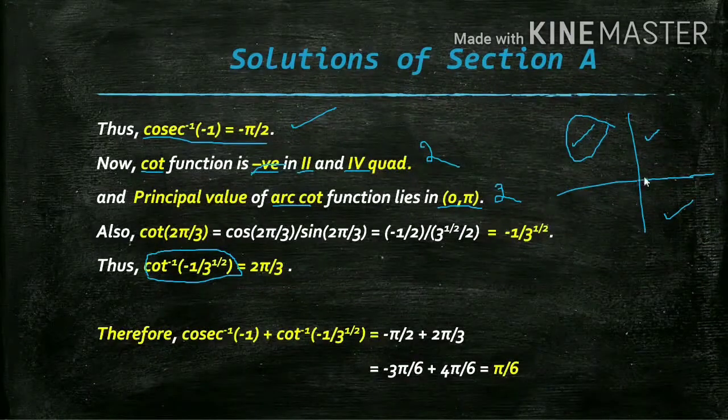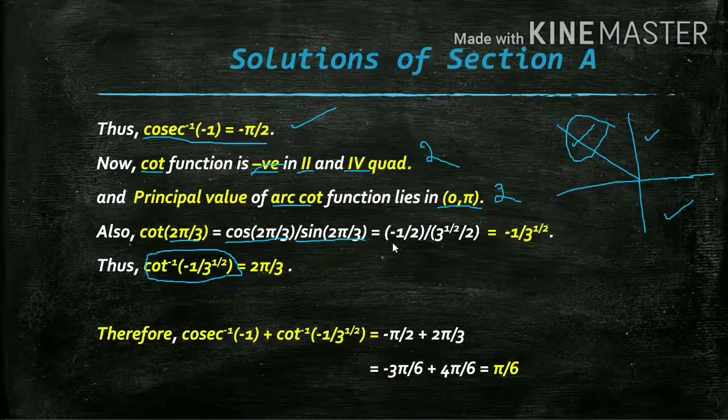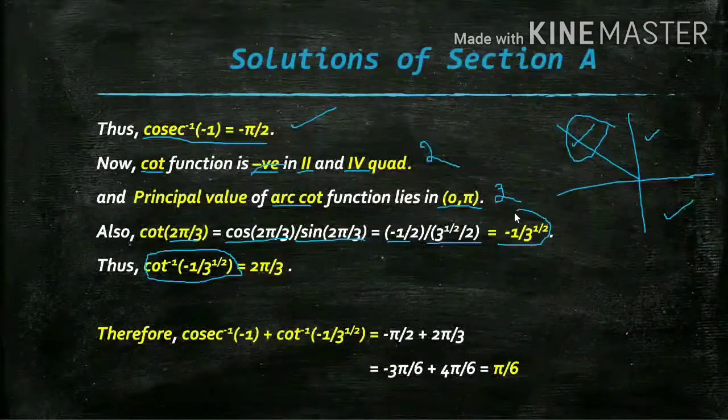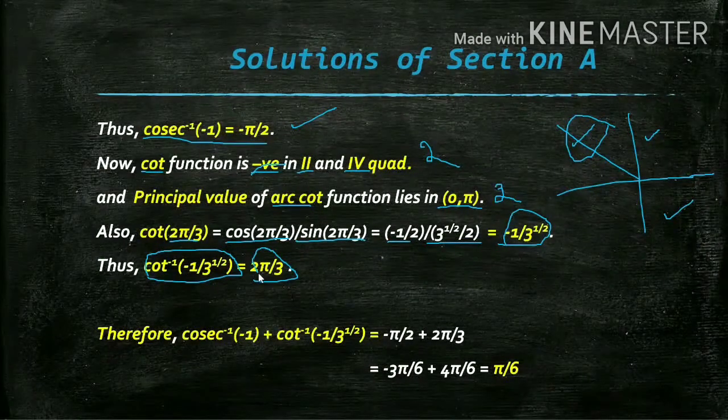The angle should lie somewhere over here, and it's nothing but 2 pi by 3, which you can verify: cot 2 pi by 3 is cos 2 pi by 3 over sin 2 pi by 3, which is minus half by root 3 by 2, which is nothing but minus 1 by root 3. That's the desired answer. So thus cot inverse minus 1 by root 3 is nothing but 2 pi by 3.